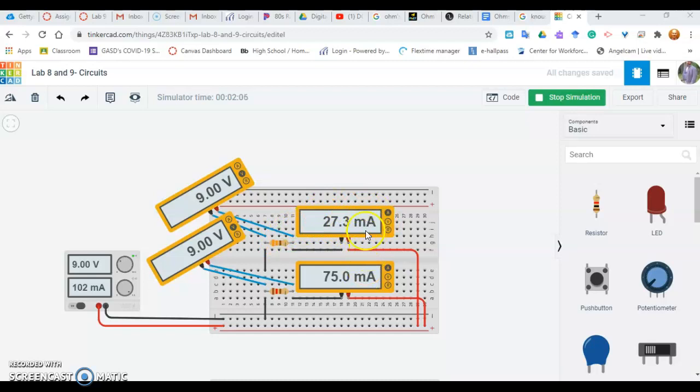If you were to add these 2 branch currents together, as they come back down here to our source bus and come back, you have the total current of 102 milliamps. So again, we are able to prove Kirchhoff's law.